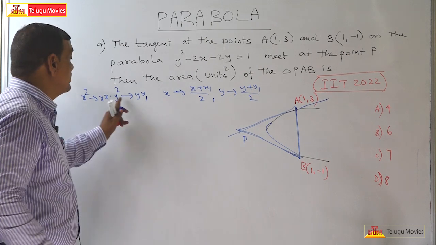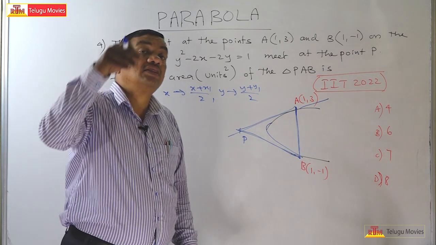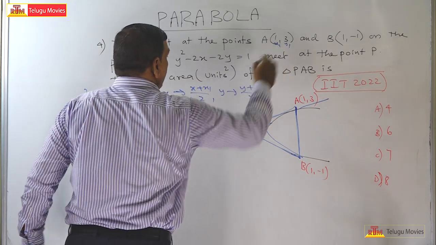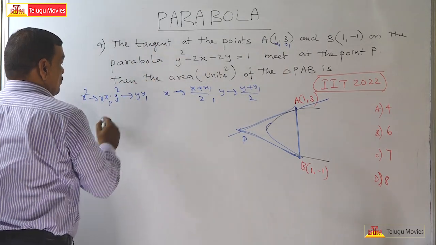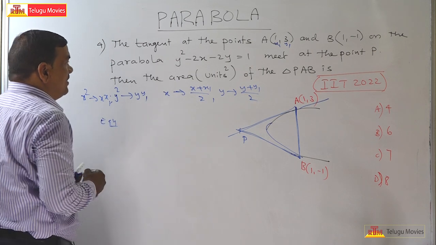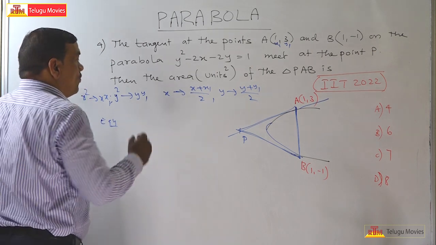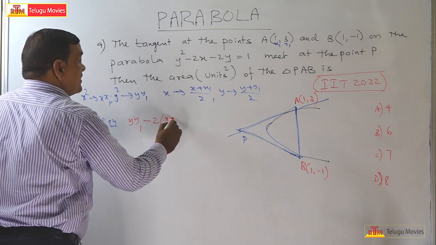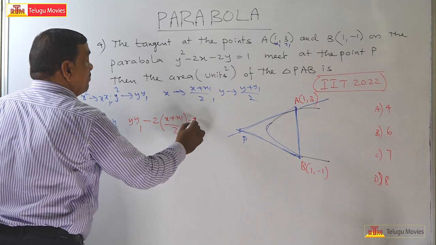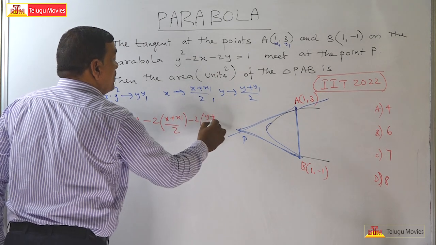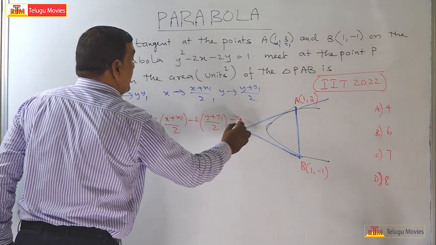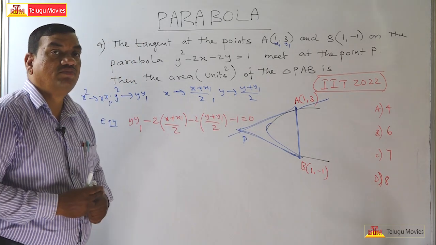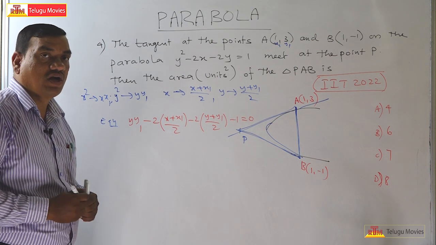Now, what is x1, y1? It is a point on the curve. So here, first I will take this as x1, y1. So for the equation of the tangent, I am writing y1 minus 2 of x plus x1 by 2, minus 2 into y plus y1 by 2, minus 1 is equal to 0. So this is the equation of the tangent for any point x1 comma y1.